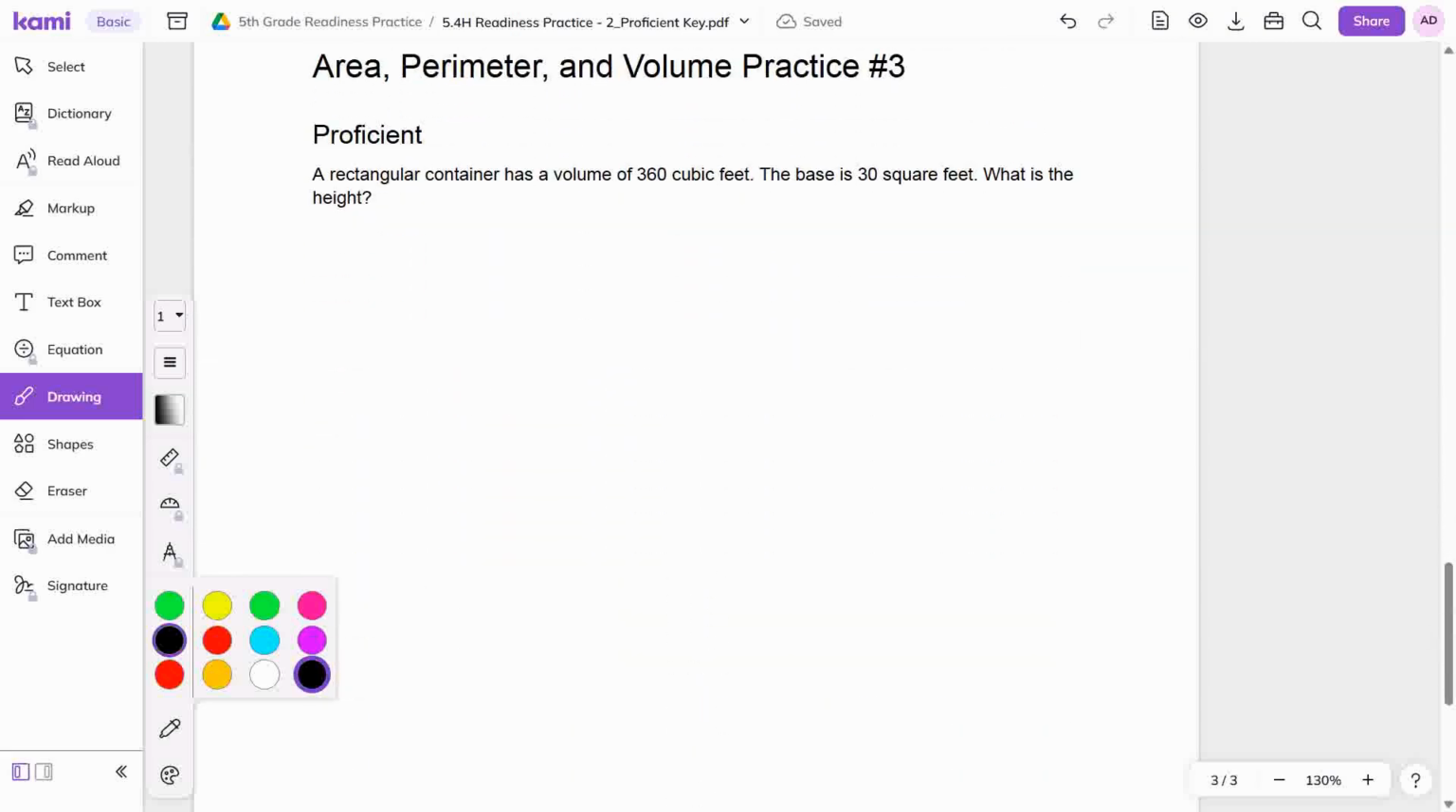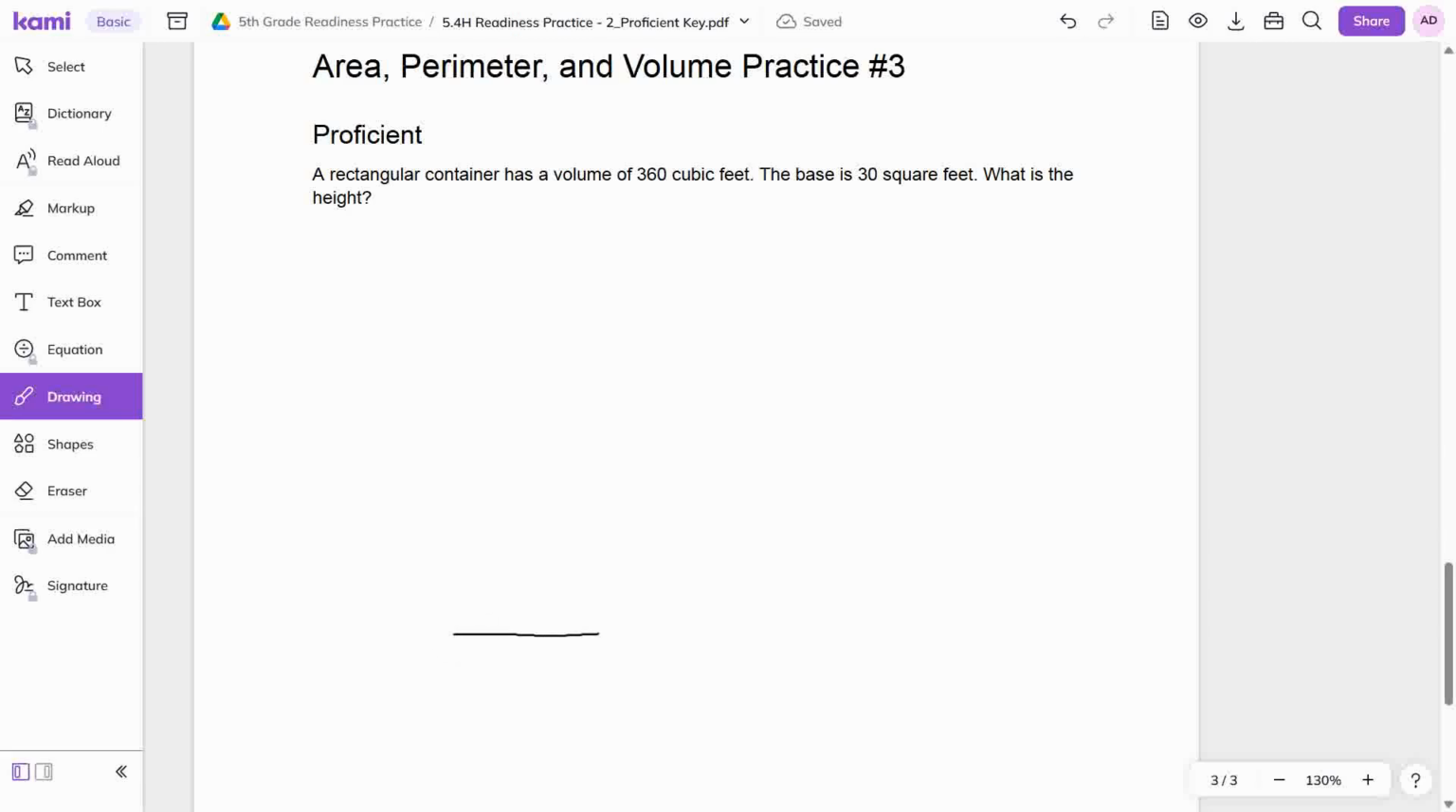Now we have a rectangular container with a volume of 390 cubic feet. The base is 30, so now we need to go backwards. Let's do that same thing that we did. Let's draw our visual representation, trying to make some of those dotted to visualize that they're in the back. And then we will see again if we can draw a parallelogram that is that same shape. All right, so that's going to have to work.